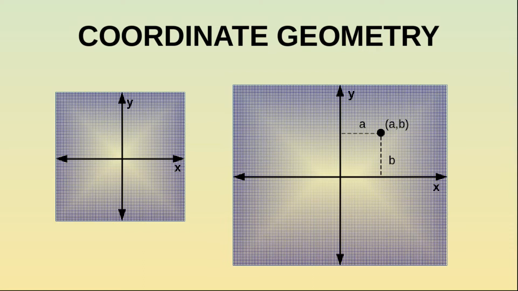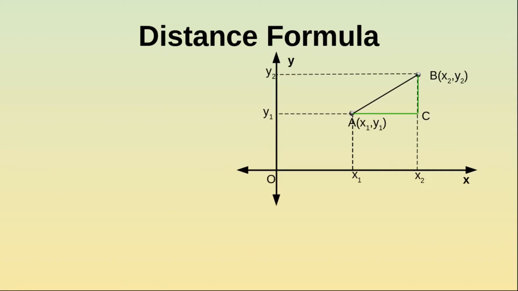Now, suppose we are interested in finding the distance between two points in a graph. Then we will be using something known as distance formula. Here we are interested in finding the distance between the points A and B. Here the coordinates of A is x1, y1 and coordinates of B is x2, y2.